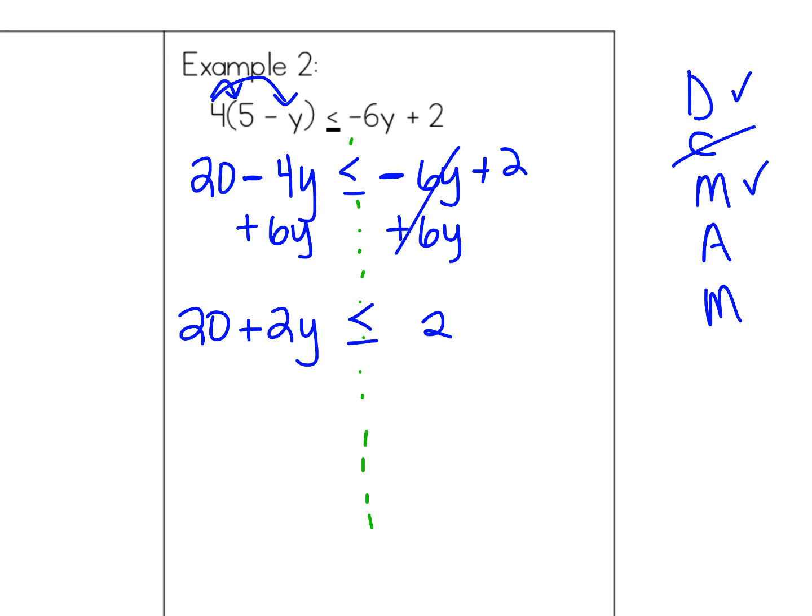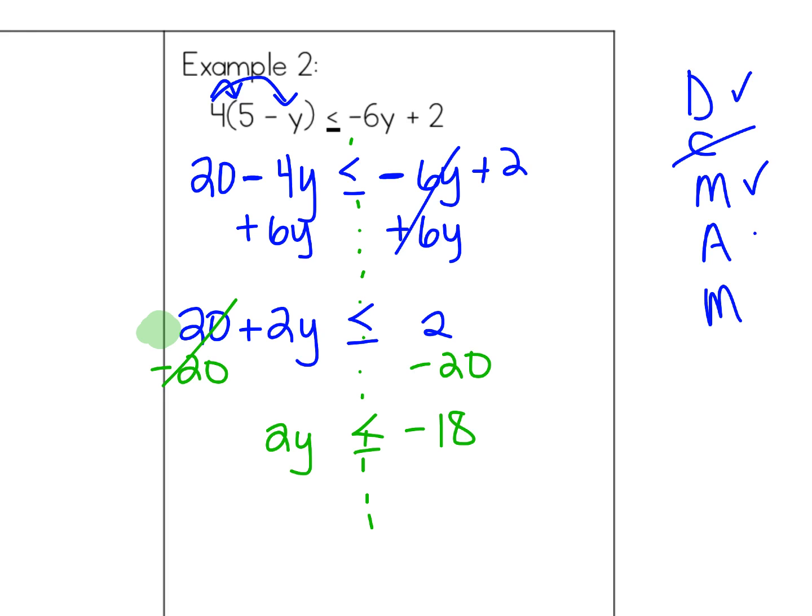Next step is to add and subtract. So this one's a little tricky. I don't want to move the one that has the letter, so I don't want to move the 2y. I want to move the other term. But since there's nothing in front of it, that implies that it's a positive number, so we're going to do the opposite and subtract it from both sides, which gives me 2y is less than or equal to 2 minus 20 is negative 18.